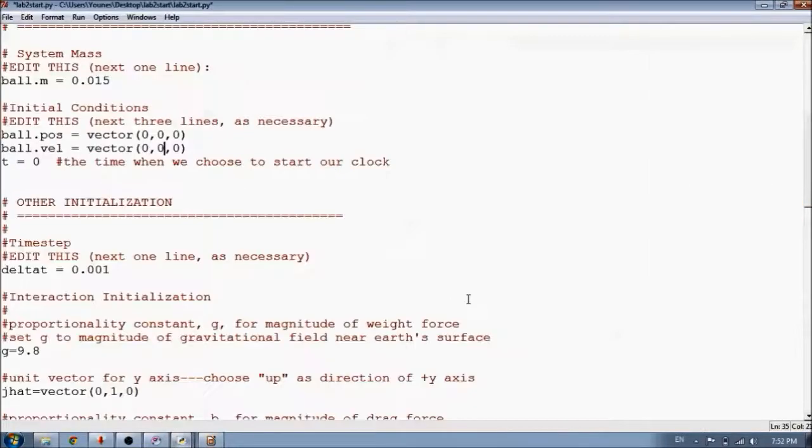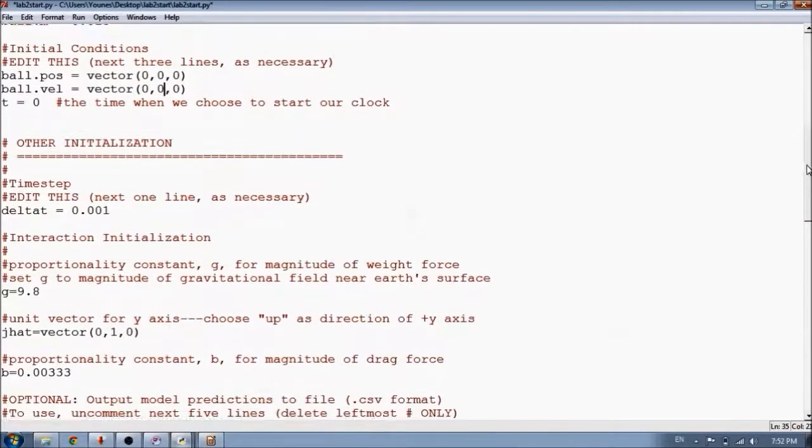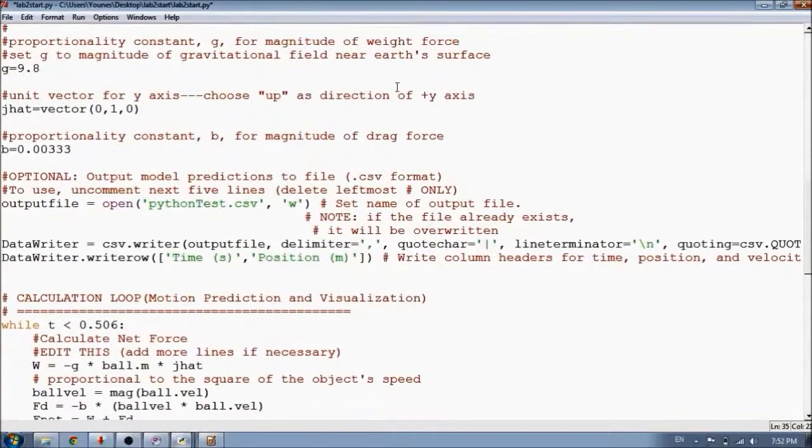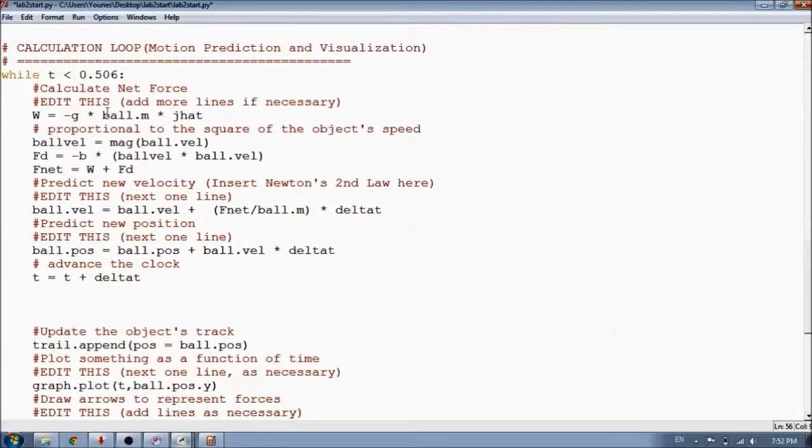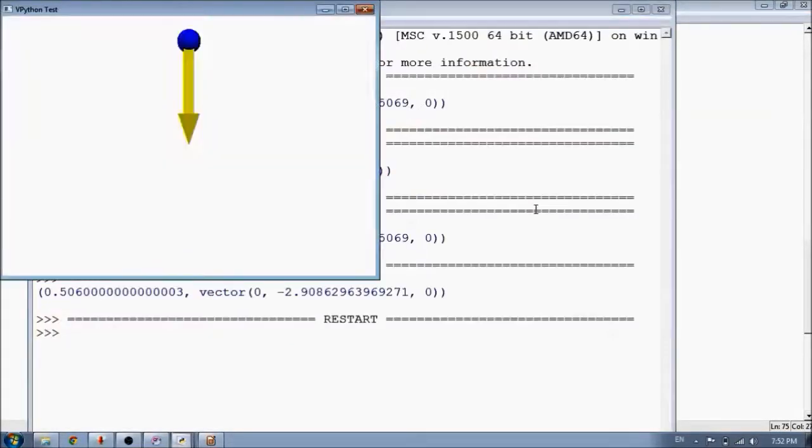Let's see it. As you see here, it's the same as before, but with the b constant and the drag force. Here's the magnitude, and here's the velocity vector. Let's run it.